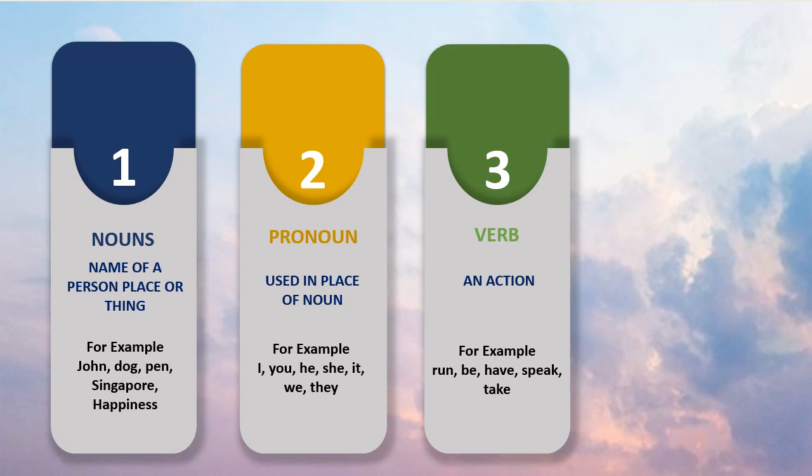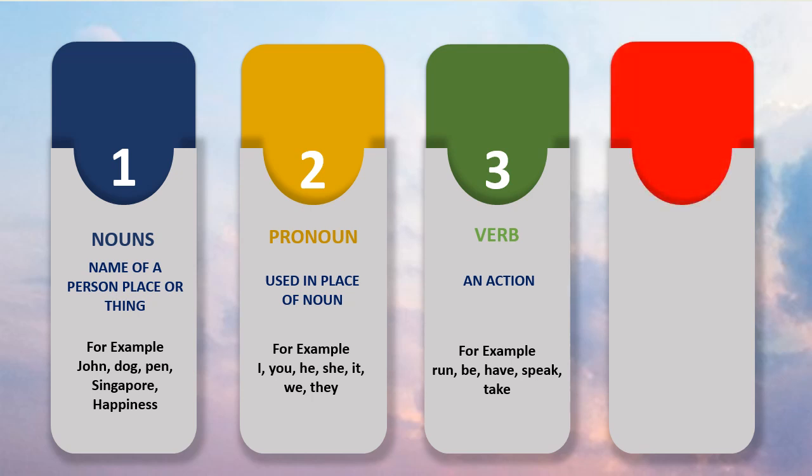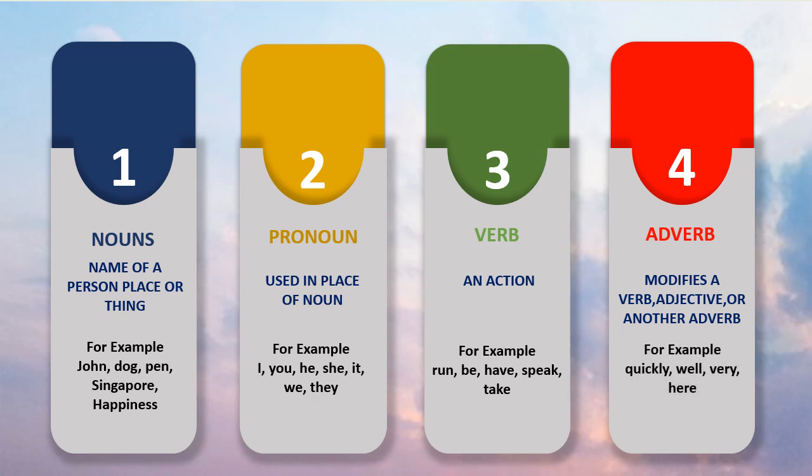Verbs add action to our sentences, but sometimes we need more details. How does someone run? How well do they speak? Where is something happening? These details are conveyed through adverbs. They make sentences more interesting by giving extra details about verbs, adjectives, or even other adverbs. She runs quickly. How does she run? Quickly. He speaks very well. How well does he speak? Very well. They are here. Where are they? Here.